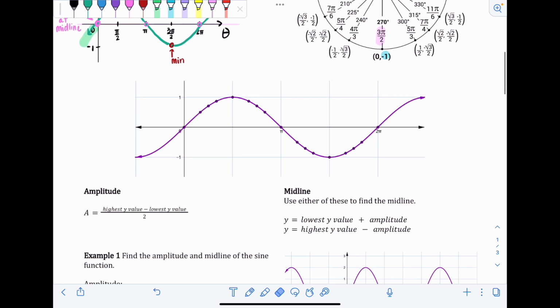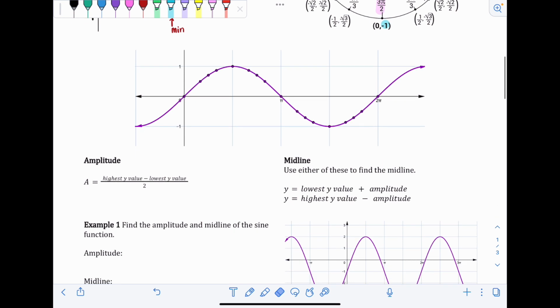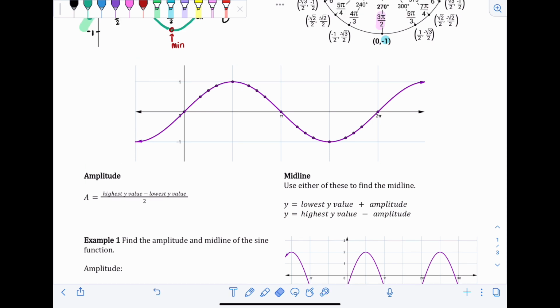Okay, so moving down to two new vocab. I know we already kind of talked about the midline, but all sine functions have an amplitude and a midline. The amplitude is the distance that the max or the min is away from the midline. You can find it by taking the highest y value and subtracting the lowest y value and then dividing by 2.